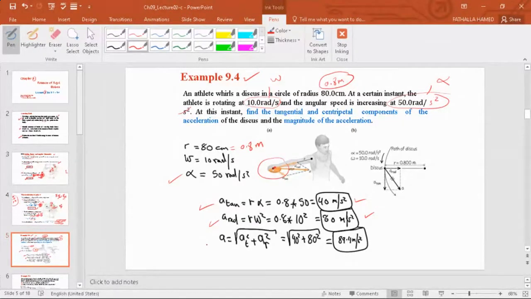Now, the magnitude of the acceleration will be the square root of a tangential squared plus a radial squared, which is 40 squared plus 80 squared, and that gives you 89.4 meters per second squared. Is this clear? Okay, any question on this?